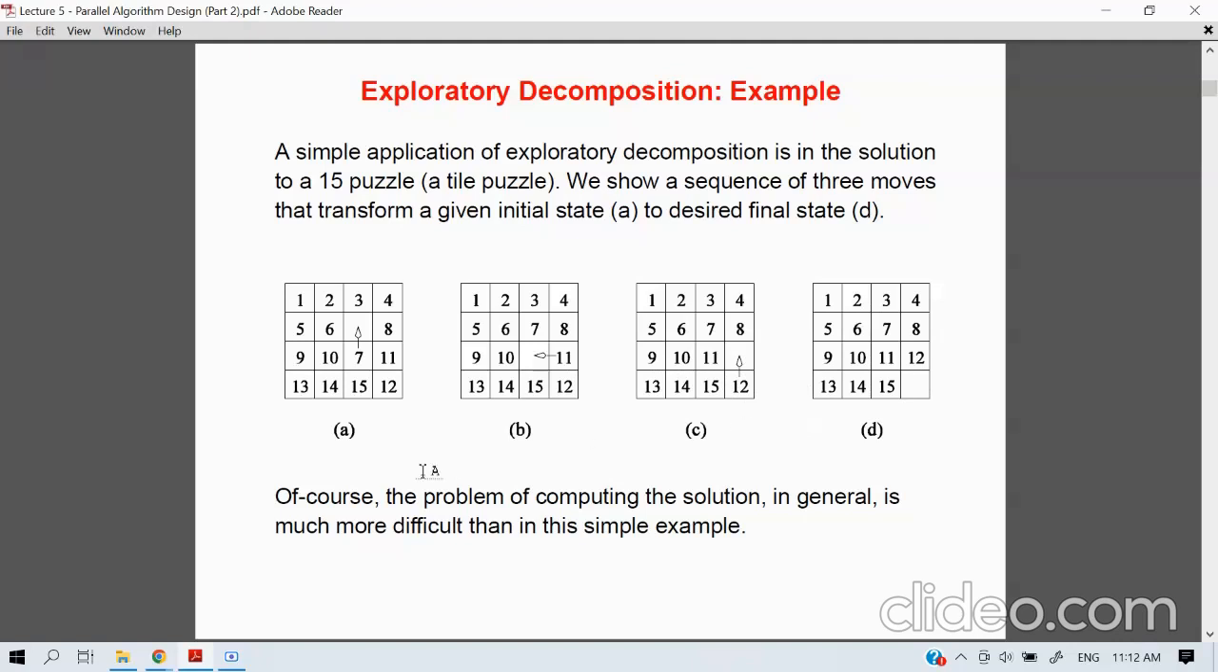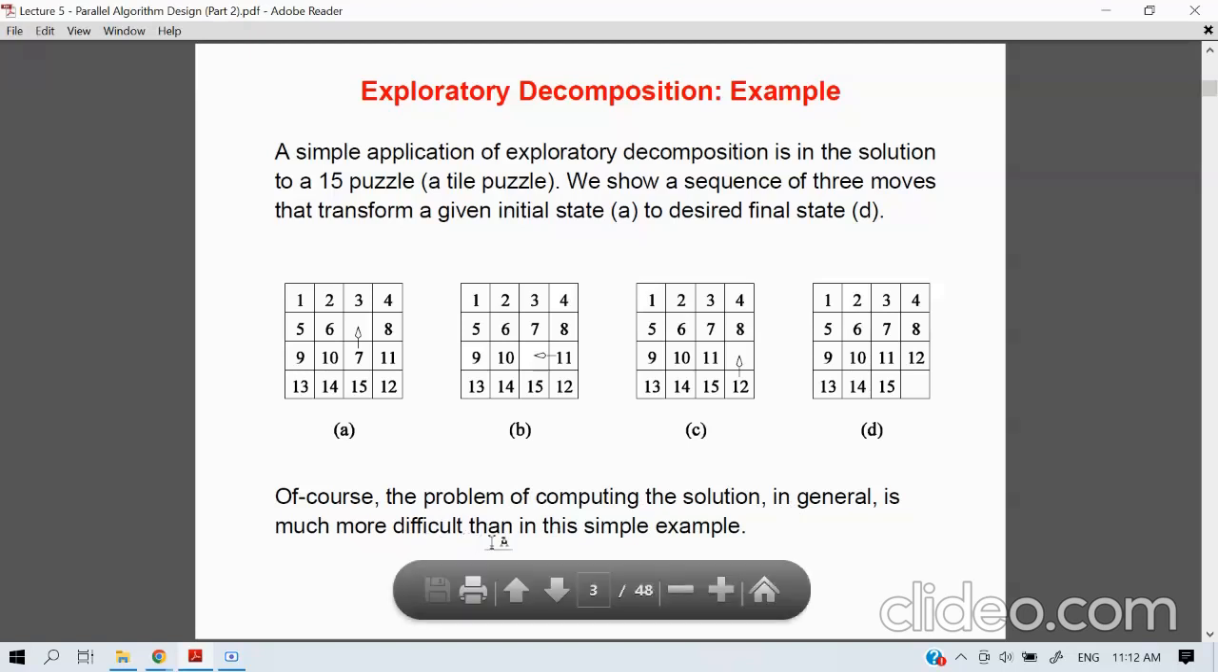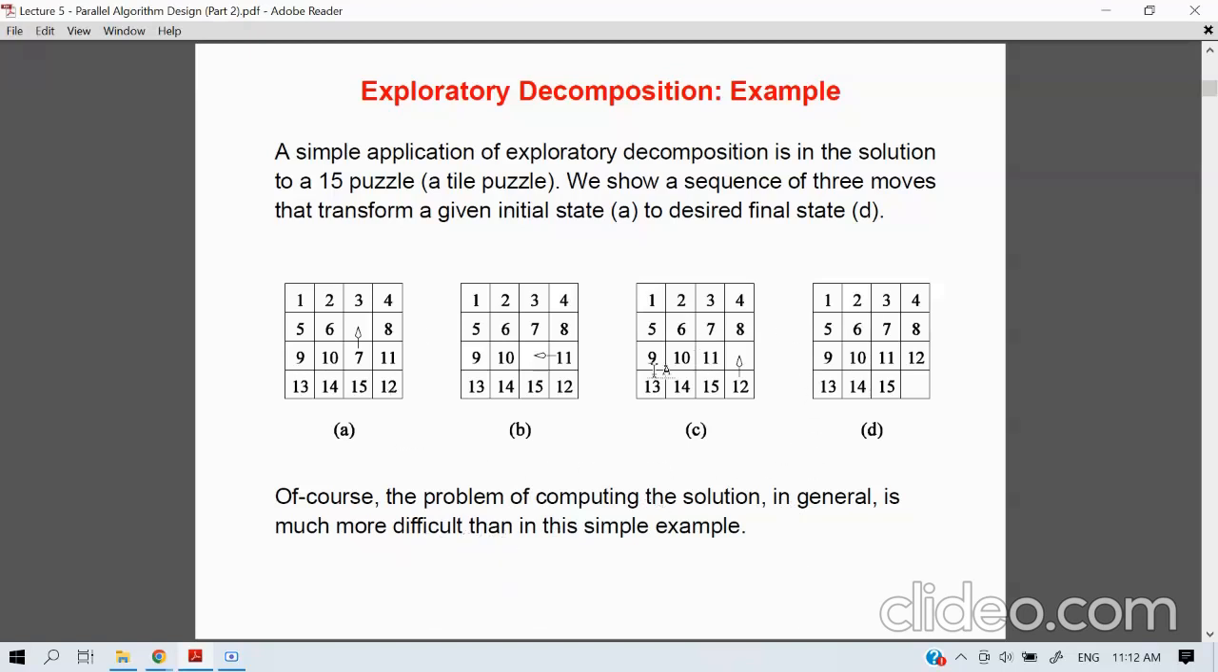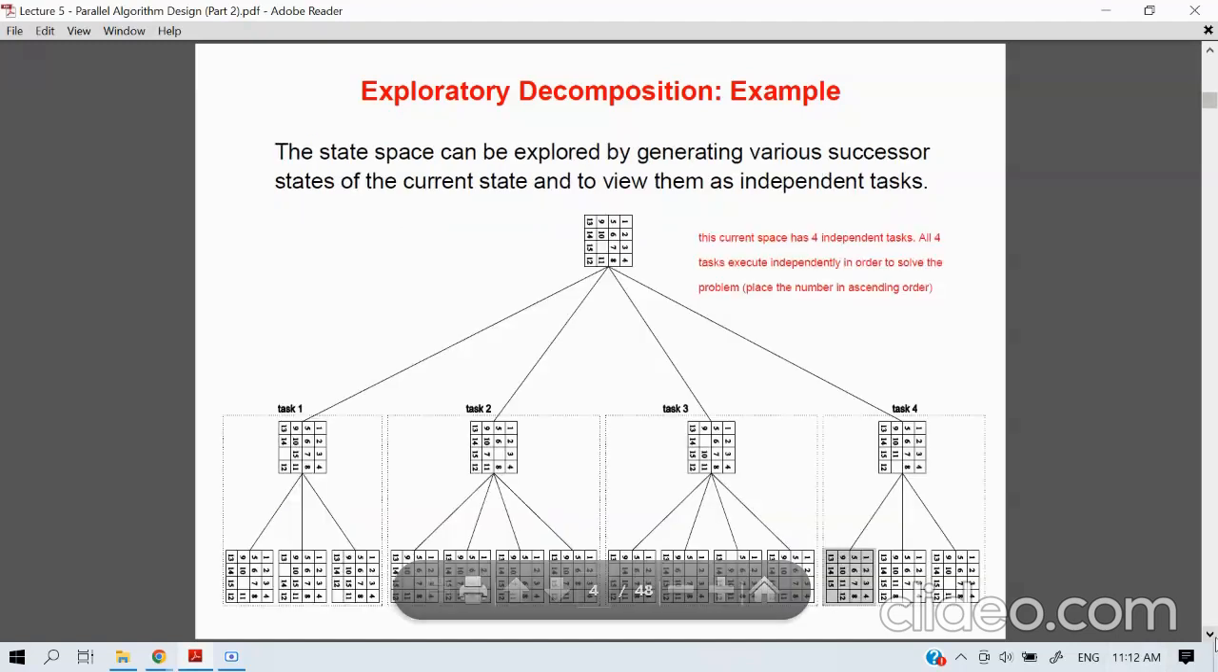Of course, the problem of computing the solution is in general much more difficult than in this simple example. This is just a simple example, whereas in reality we need to consider more complicated solutions. So this is one of the exploratory decomposition problems.